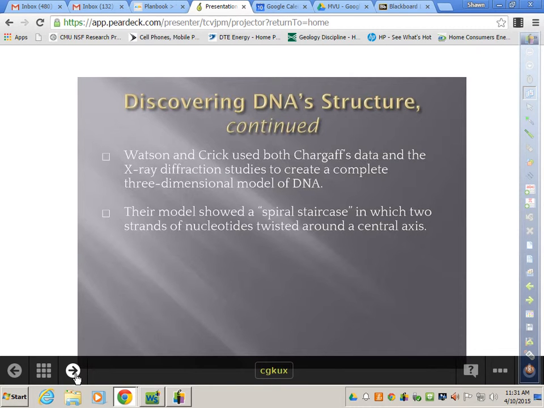Quick summary. I'll let you guys work on your review and keys. DNA is the primary material that causes inheritable characteristics in related groups of organisms.